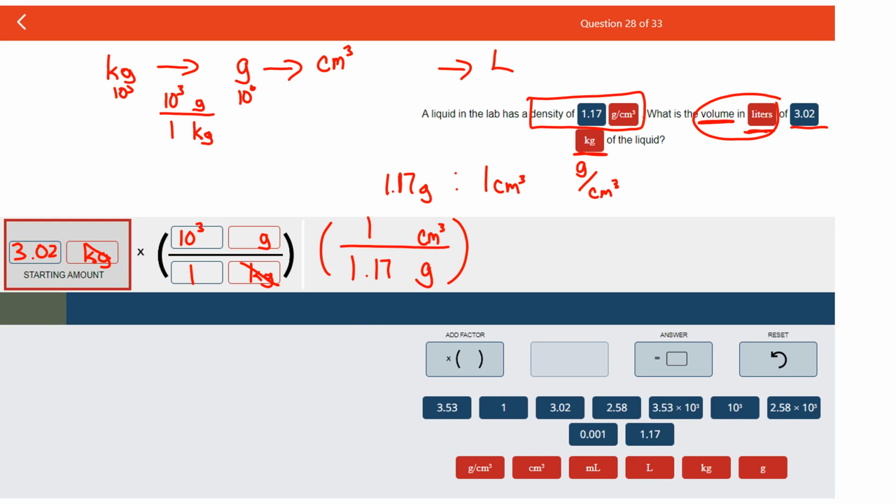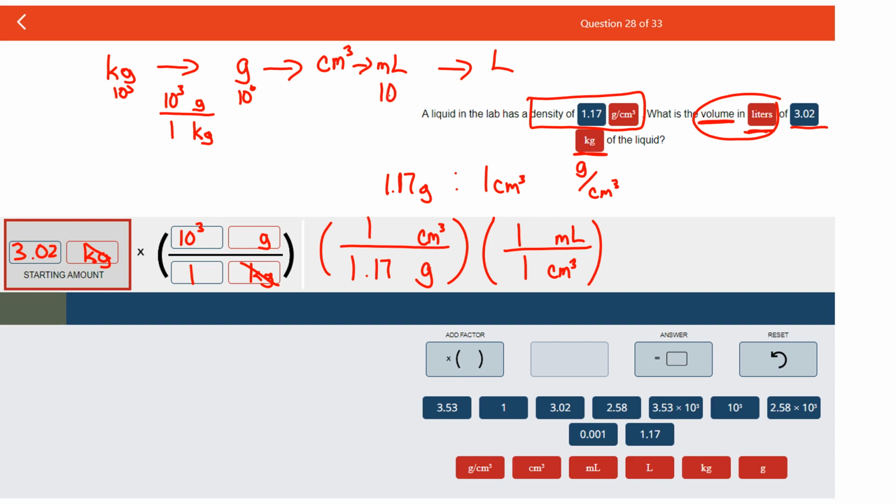Technically, I'm going to show you the long way to put this in here, but technically I could have skipped a step. I could call that milliliters right now if I wanted to, because centimeters cubed and milliliters are the same thing. But I'm going to go ahead and show that 1 milliliter is 1 centimeter cubed. Now, going from centimeters cubed to milliliters, I need to get to liters.